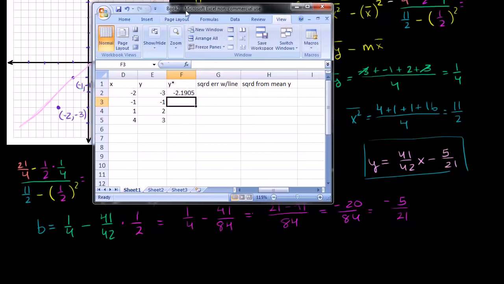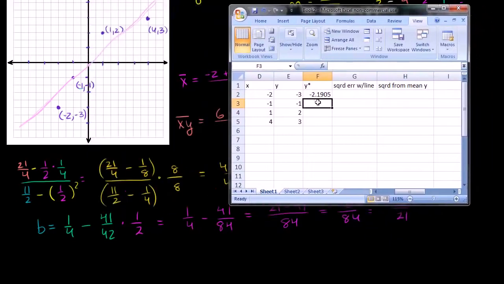So just to be clear of what we're even doing, this y star here, I got -2.19. That tells us that this point right over here is -2.19. So when we figure out the error, we're going to figure out the distance between -3, that's our y value over here, and -2.19.